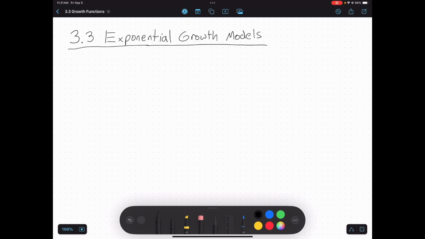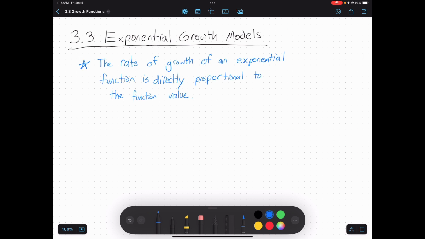Hello everyone. In this video, we're going to keep talking about exponential functions, but we're going to dive into why they're so useful. There are so many situations and scenarios that can be modeled using an exponential function because exponential functions have a really important property. And that property is that the rate of growth of an exponential function is directly proportional to the function value.